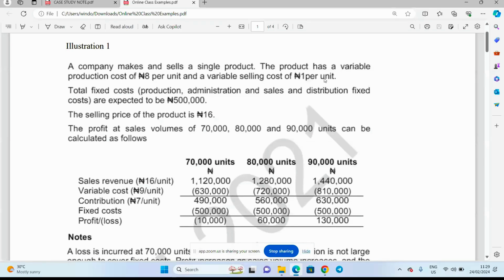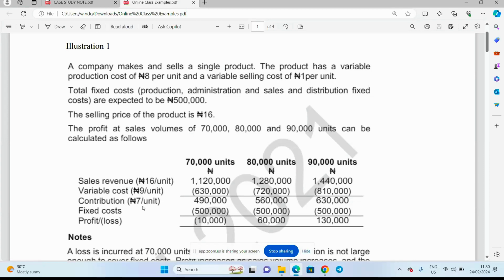You understand? So for variable cost, we have 9 naira. 9 naira times 70, 9 naira times this. So selling price minus variable cost will give you contribution. Do you understand? So for the first one, if you deduct 630 from 1,120,000, we give you 490. Now, that is contribution in value. What of contribution per unit? How do you get contribution per unit? 16 naira minus 9 naira will give you 7 naira. That is contribution per unit.